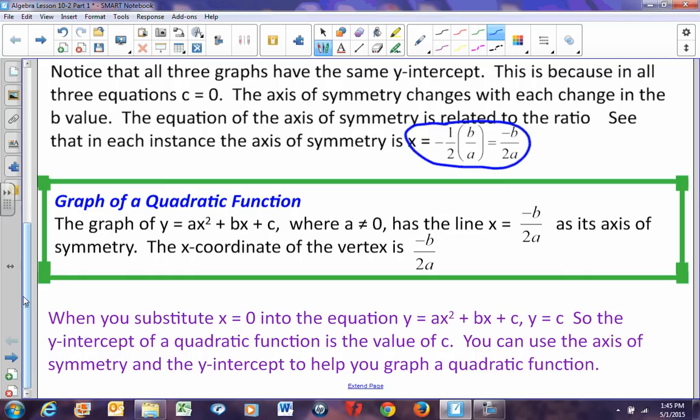When you substitute x equals 0 into the equation y equals ax squared plus bx plus c, y will equal c. So the y-intercept of a quadratic function is the value of c. That is really important right there. That statement is very important. The y-intercept of the quadratic function is the value of c. You can use the axis of symmetry and the y-intercept to help you graph a quadratic function. And I'll explain how that works.